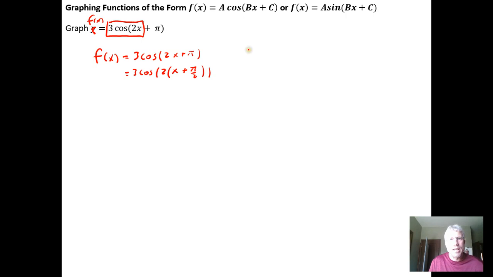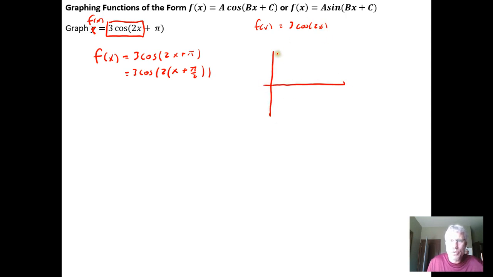We want to try to get the y-intercept as accurate as we can. So if I were just to graph f of x equals 3 cos 2x, say, what would that look like?